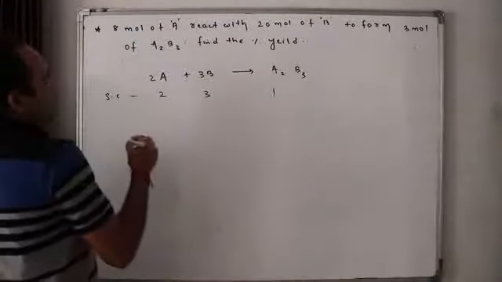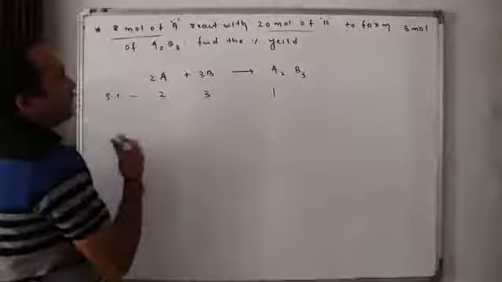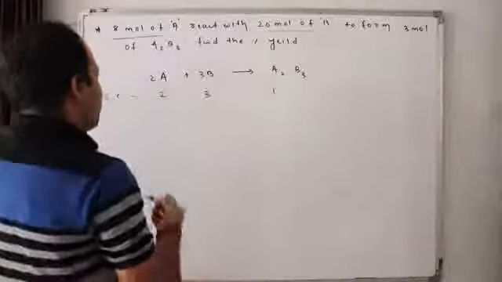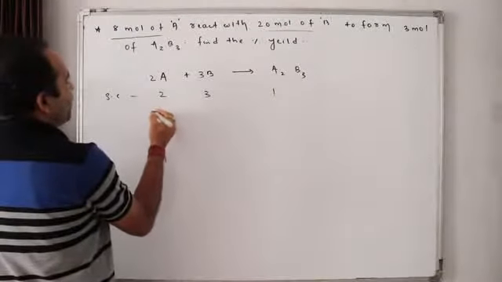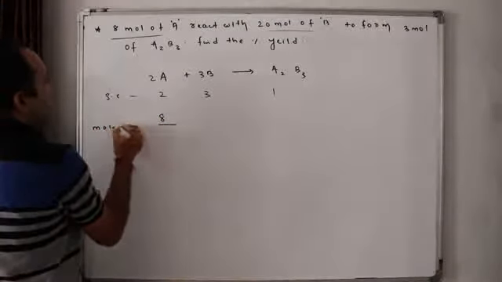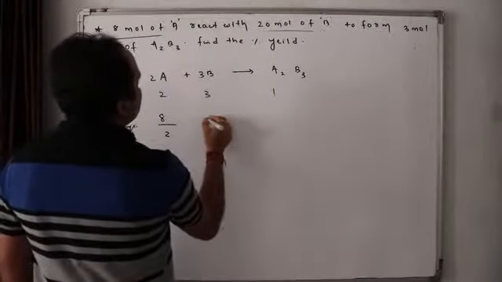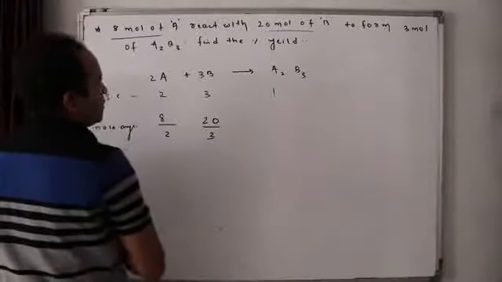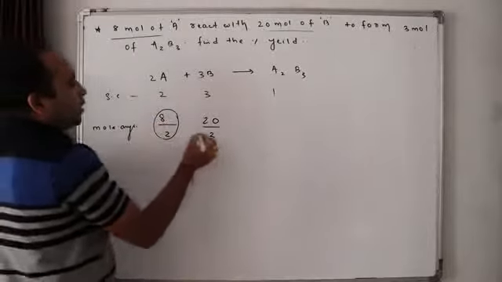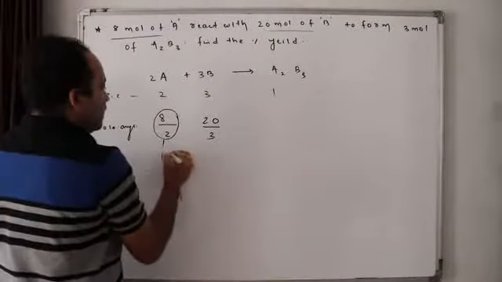Now, they have 8 moles of A and 20 moles of B. The ratio is 2 is to 3. So from this also we can anticipate that there is someone who is limiting. So first of all, let us find the limiting reagent. How can I find the limiting reagent? We'll go for mole analysis: number of moles by stoichiometric coefficient. This is 4, this is 6.67. It means A is the limiting reagent.